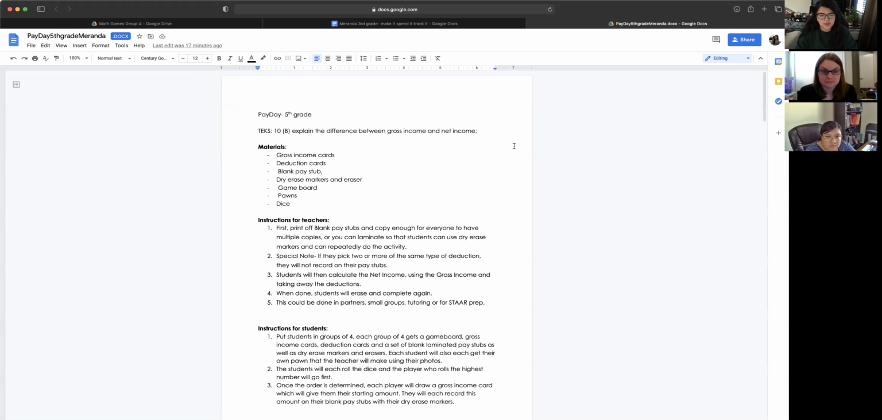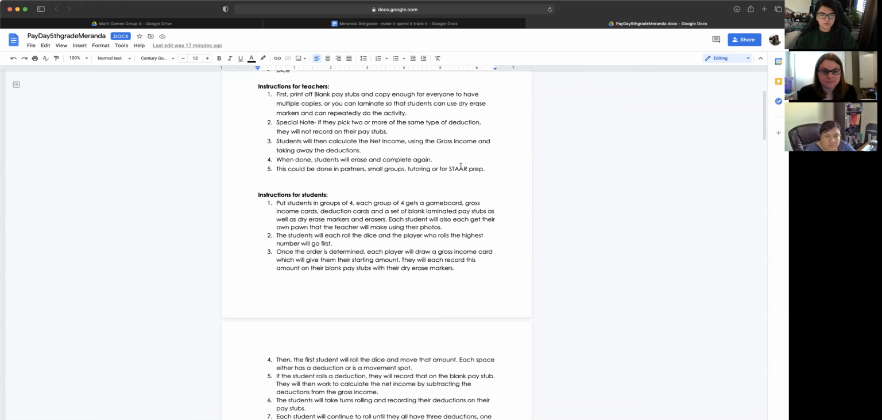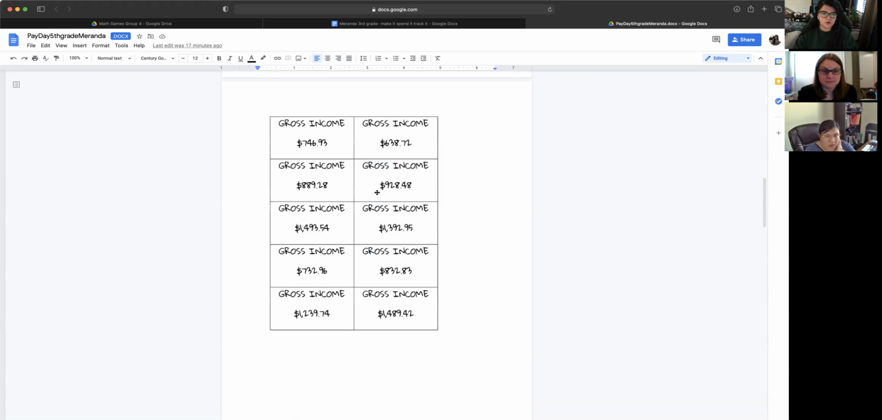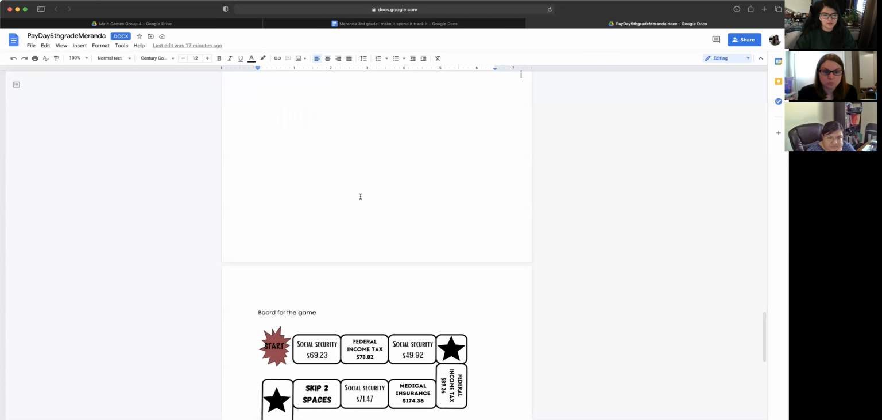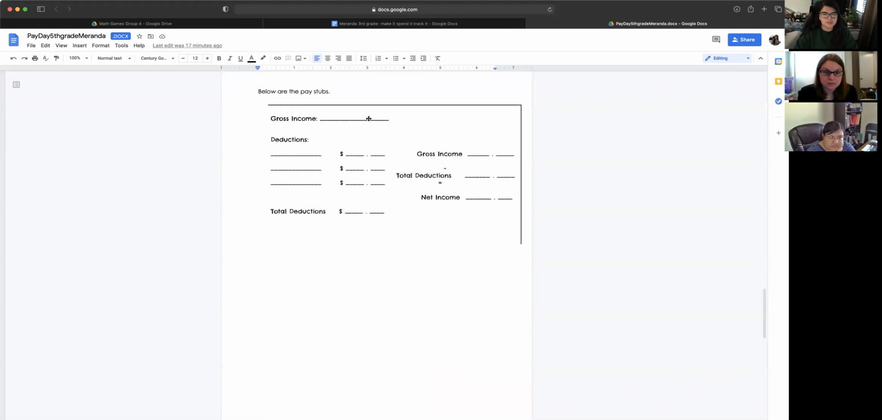So basically, to begin this game, each student will be getting one of these gross income cards. This is basically their starting amount, and everyone will have a different starting amount. Some of them are higher than others. After that, each of them will be given this, so they'll record their gross income here.